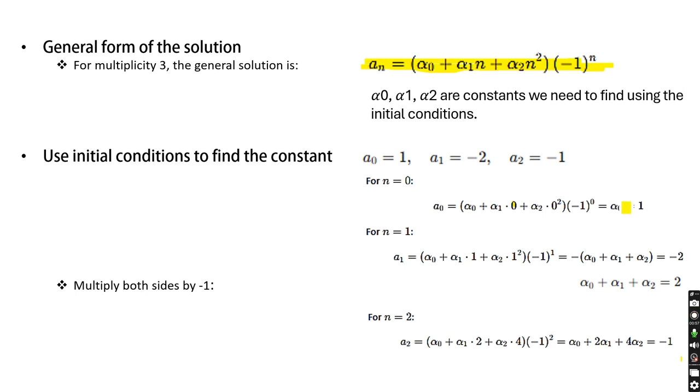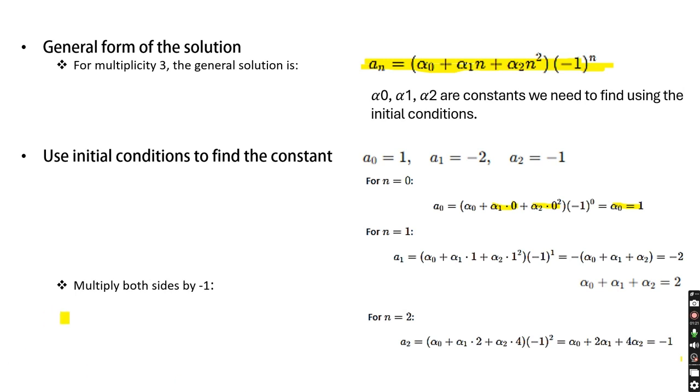So, we have a0, because a1 times 0 is 0, a2 times 0 is 0, and then negative 1 raised to the power of 0 is always equal to 1. Again, any value raised to the power of 0 is equal to 1. So, that is why we have a0 is equal to 1.